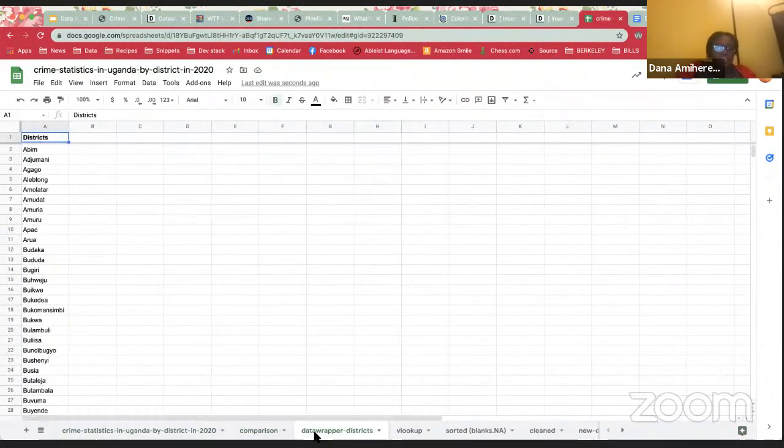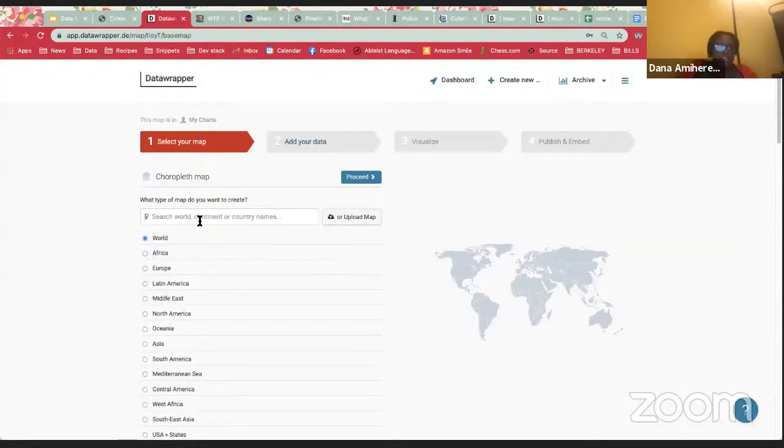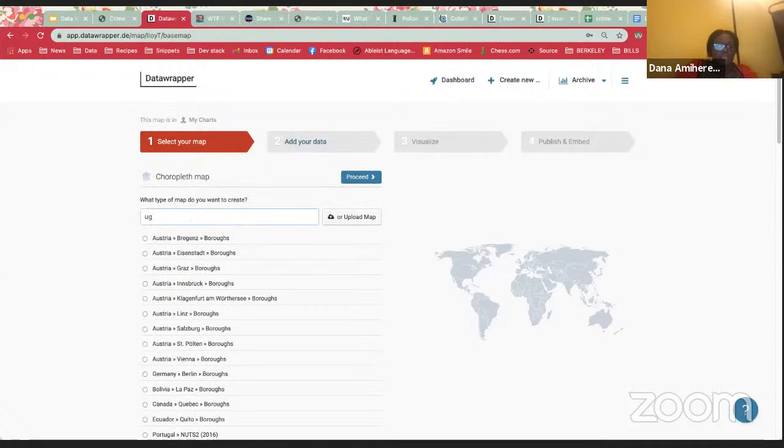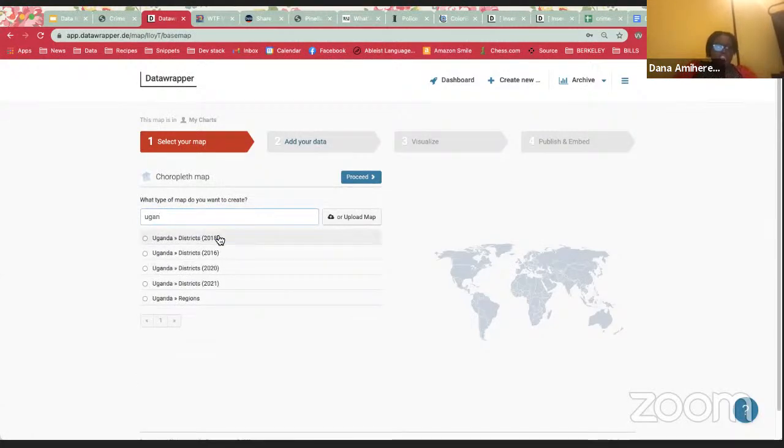The first thing I did is I created one called Data Wrapper Districts. So what I did is I went into Data Wrapper. I'm gonna have to go back and forth a little bit here. So the first thing we're gonna do is type in Uganda. And you see it's got some maps, some base layers already in here for Uganda. These are all the map layers that Data Wrapper already has for Uganda.